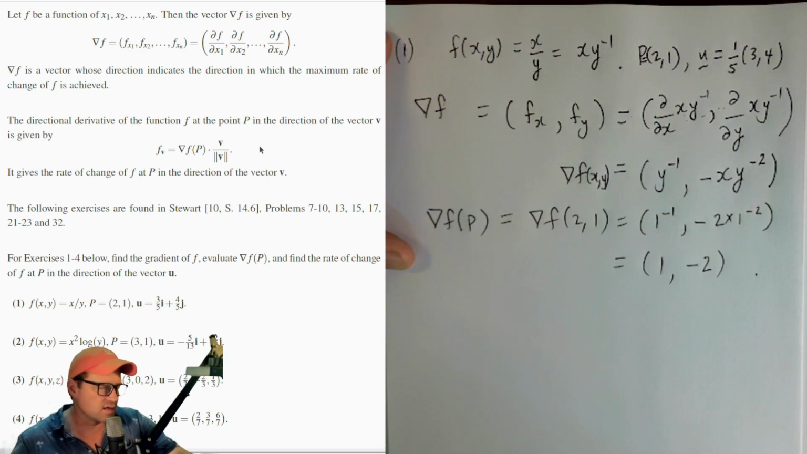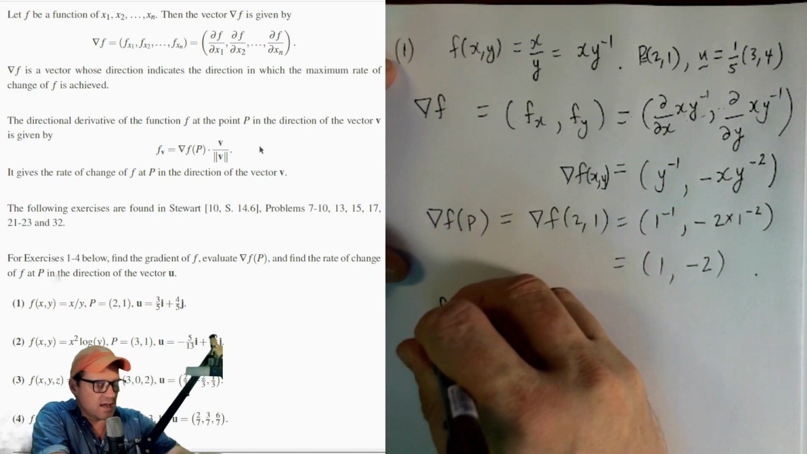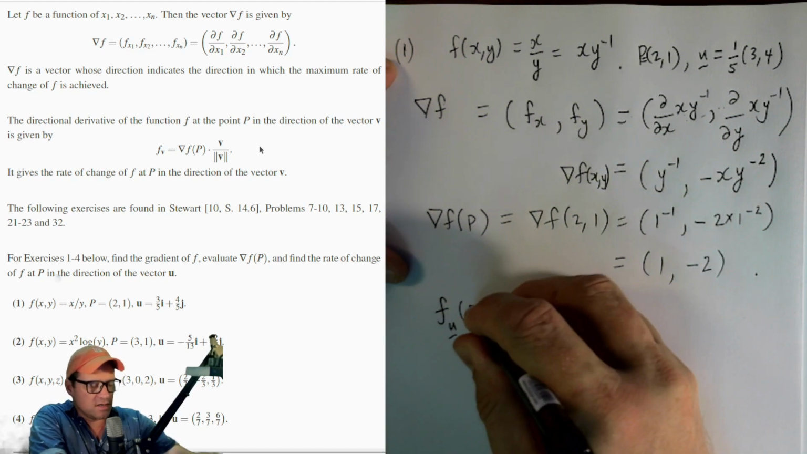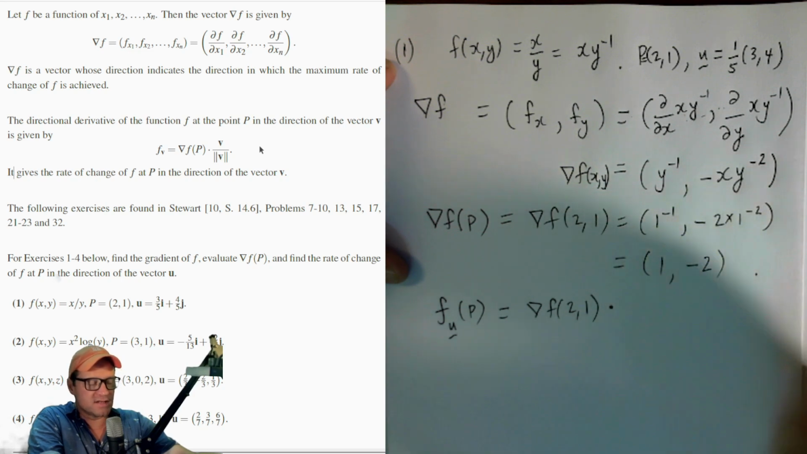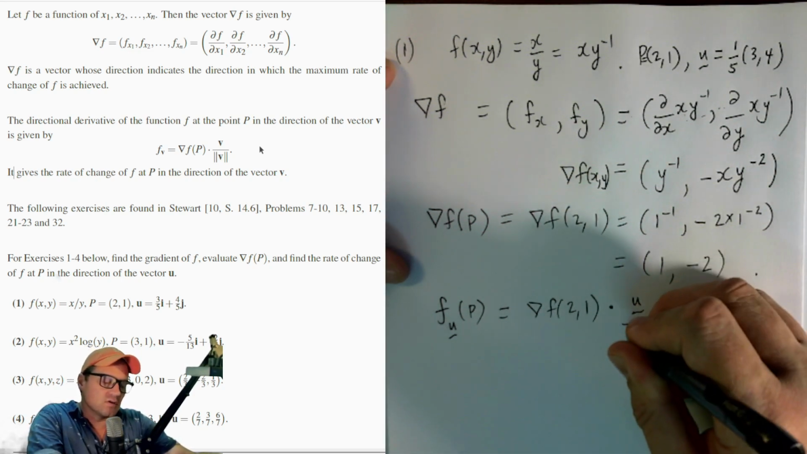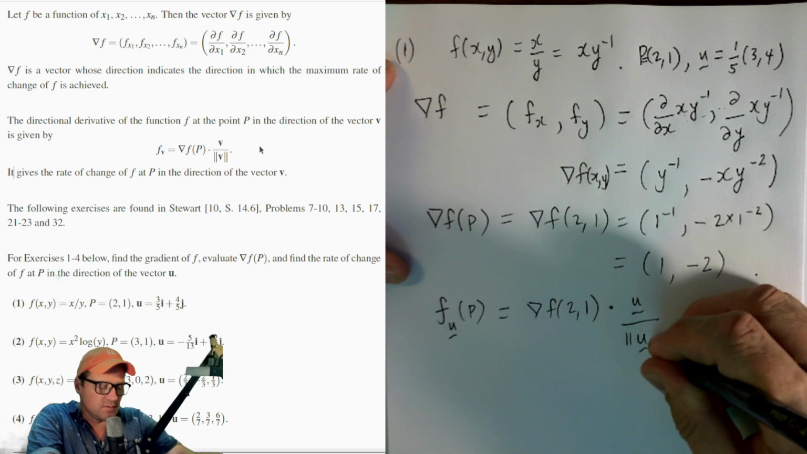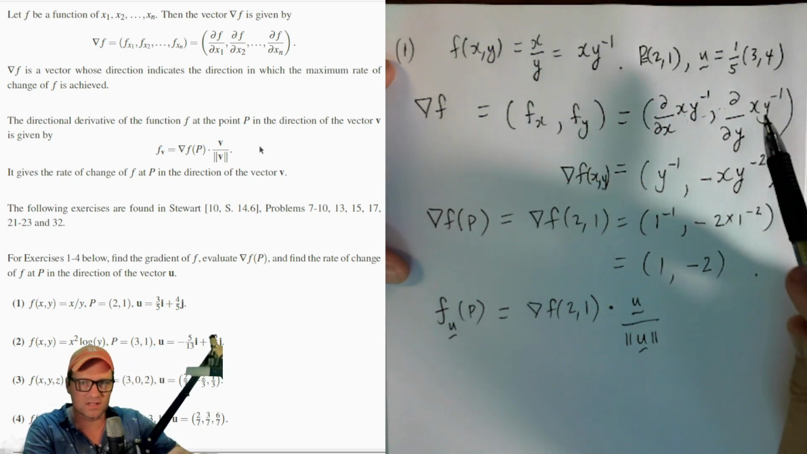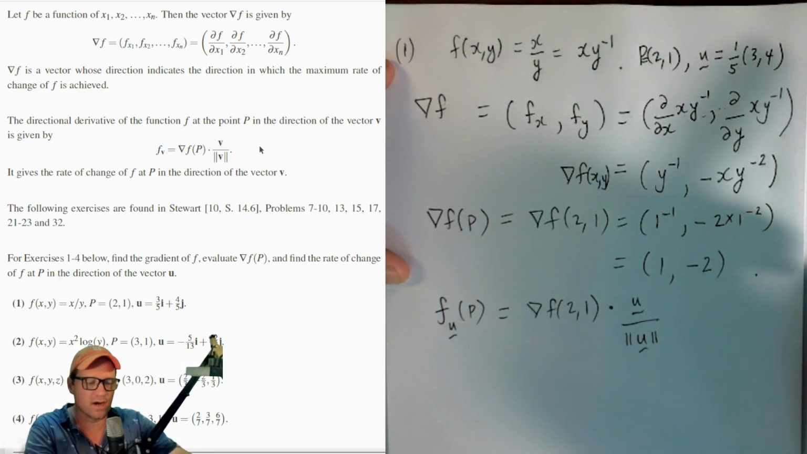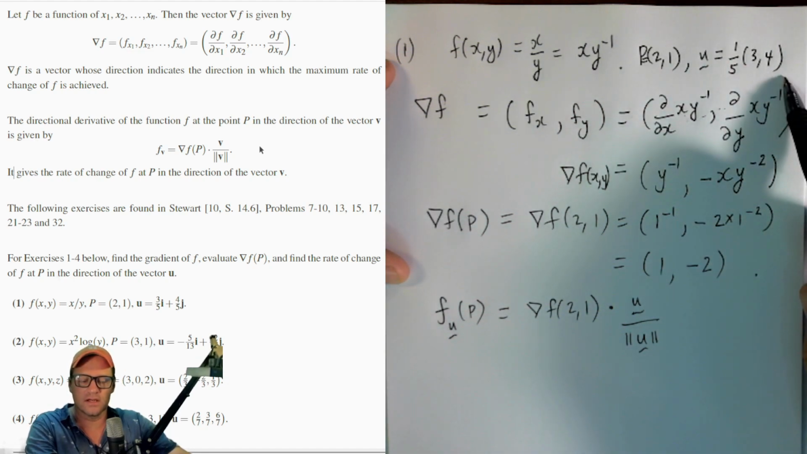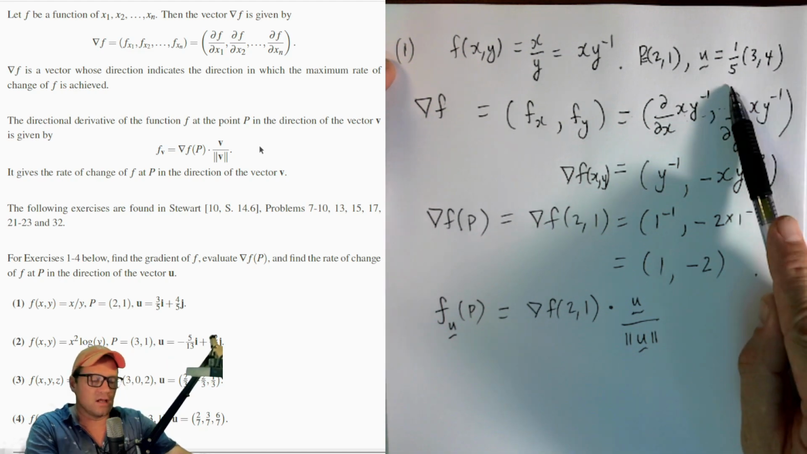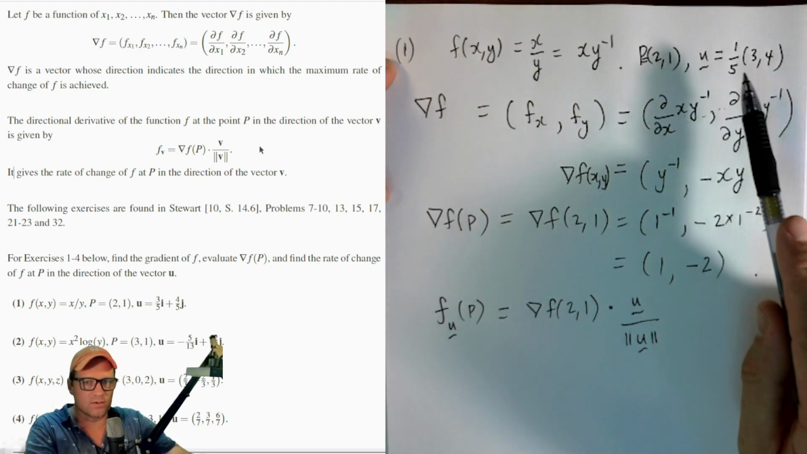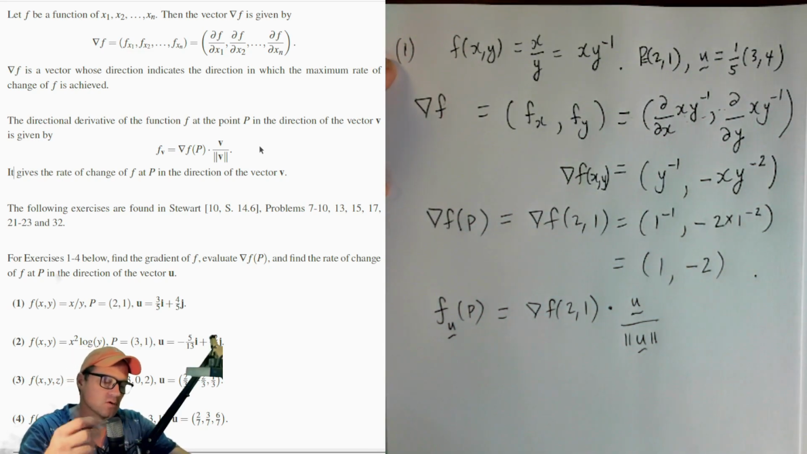Okay, so the next thing we're asked to calculate is the directional derivative. So this is f subscript u evaluated at P. And so this is given by the formula grad f at (2, 1), dot product with the vector u divided by the norm of u. All right, but here you can see since 3 squared plus 4 squared is 5 squared, the norm of the vector u is 1, because in the numerator, the square root of 3 squared plus 4 squared is 5, and then in the denominator, we have the square root of 5 squared, which is 5. So 5 over 5 is 1. So the norm of u is 1.